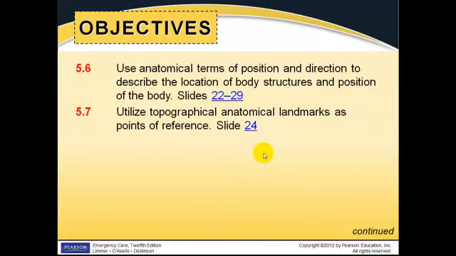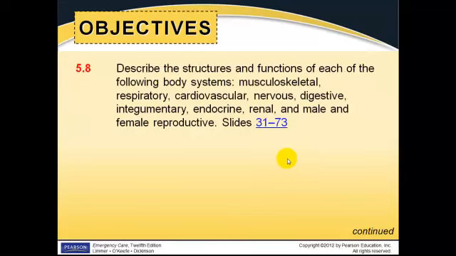We're going to use anatomical terms of position and direction to describe the location of body structures and positions of the body. We're going to utilize topographical anatomical landmarks as points of reference. We're going to describe the structures and functions in each of the following body systems: musculoskeletal, respiratory, cardiovascular, nervous, digestive, integumentary, endocrine, renal, and male and female reproductive.